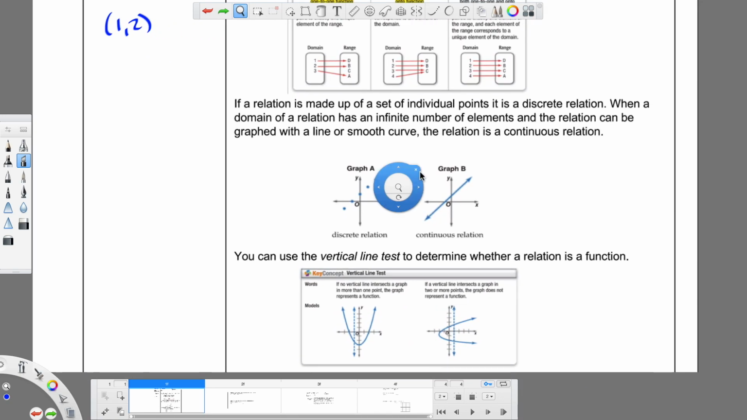All right, and then we have a test. This is a visual test, so if you already have a graph or if you have points and you graph them, you can use the vertical line test to determine whether a relation is a function.